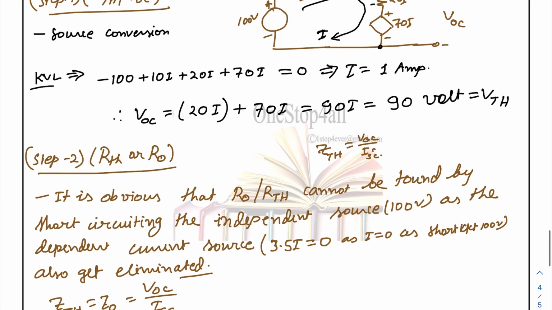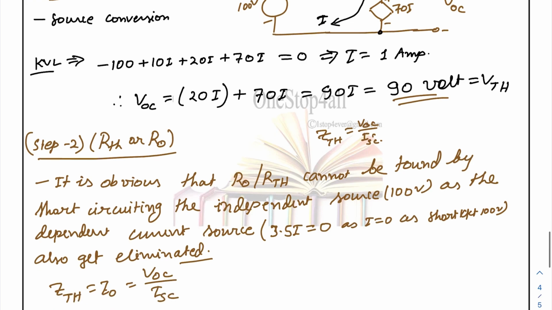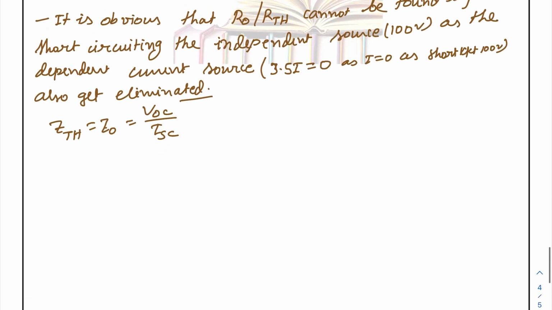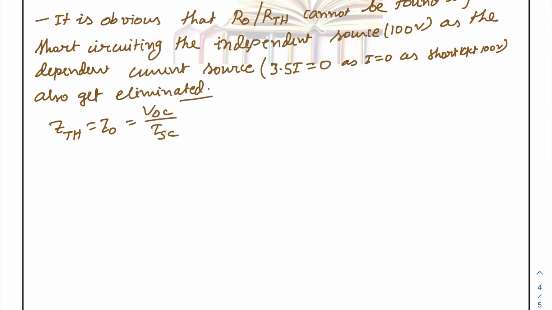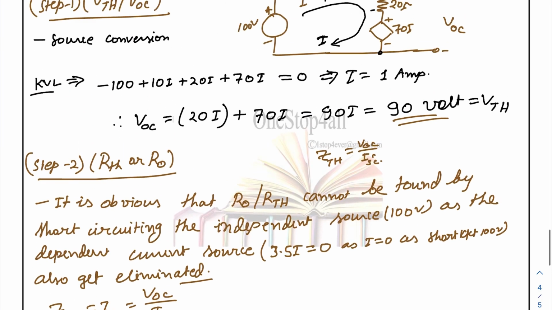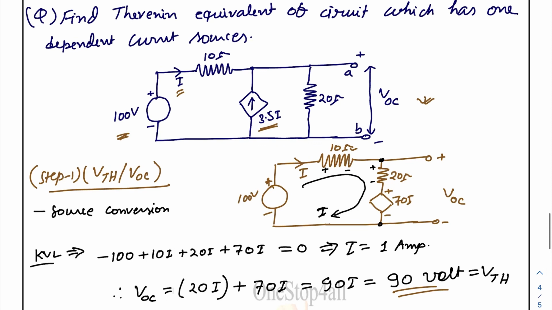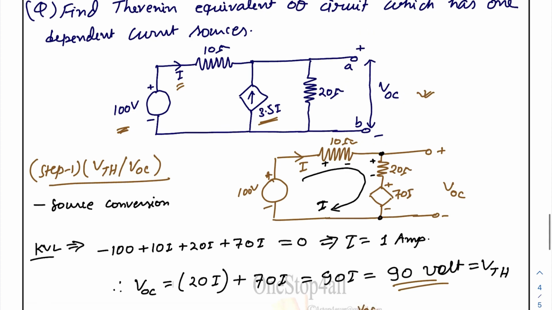VOC we already found, that is 90 volt. Now, we will proceed to find out ISC. So, how to find out ISC? For finding out ISC, the short circuit current, we will short this terminal. Which terminal? This AB terminal. We will short the AB terminal.